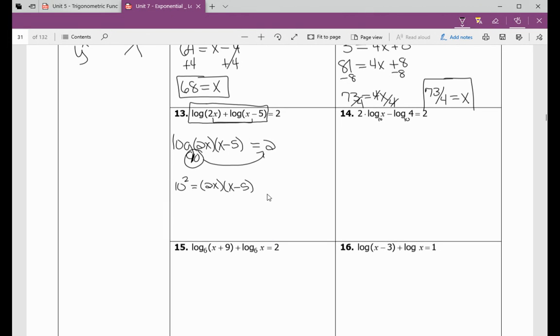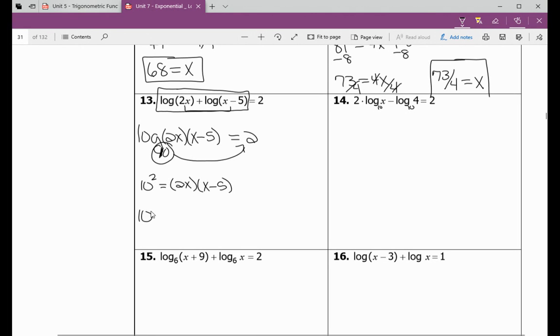So now we have to solve this problem. 10 squared is 100. I'm going to distribute my 2. That gives me 2x squared minus 10x. I'm going to set it equal to 0 because this is a quadratic. So this is the first time we've come across a factoring problem. I'm going to subtract 100 from both sides.